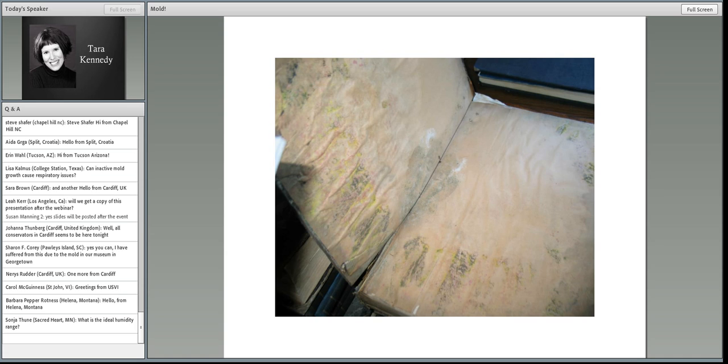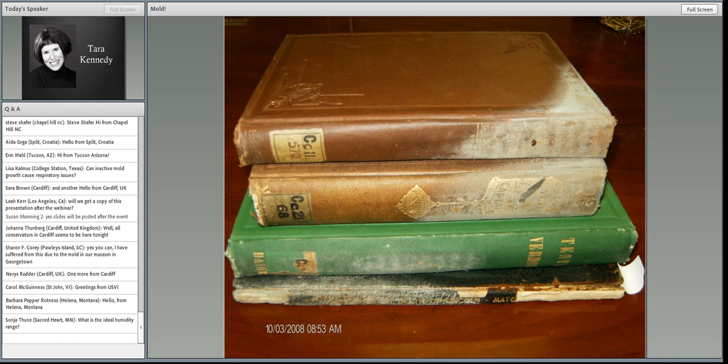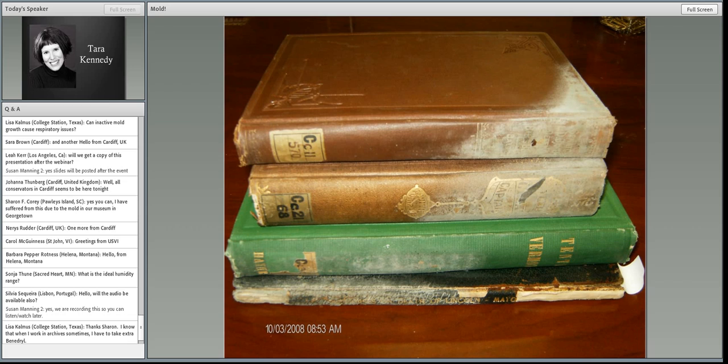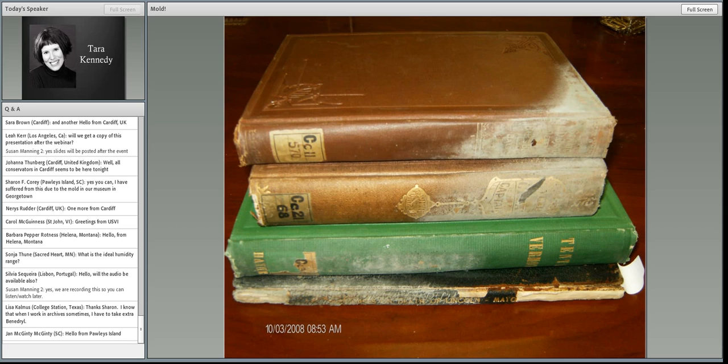And this is another example of a much smaller mold outbreak. The window happened to be open near these books while they were at a facility being digitized. And so the mold grew very quickly onto the books in these particular areas. So we had them photo document it before they had the items cleaned.